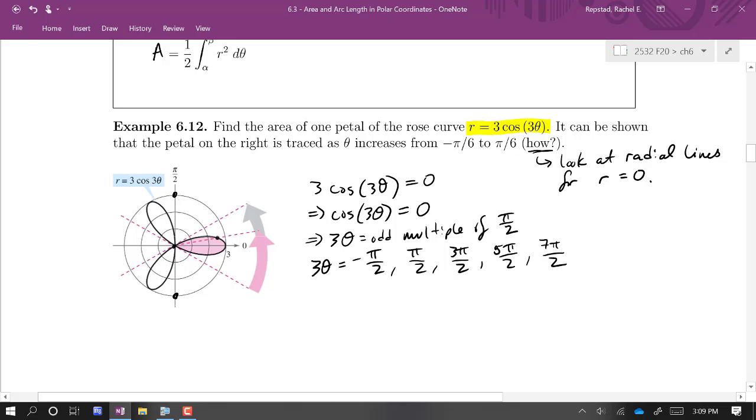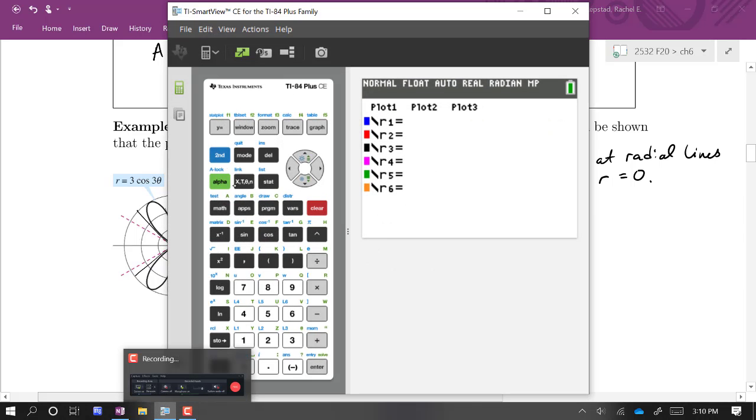Now, these different values will give us the different radial lines that bound each of these petals. Certainly we could find other petals for different values of theta, but if you pick minus pi over 2 and pi over 2 for 3 theta, that will trace out this petal on the right. And you can verify this, and I always encourage you to verify. We have calculators that we can put into polar mode. So I'm going to just put in the function 3 cosine 3 theta.